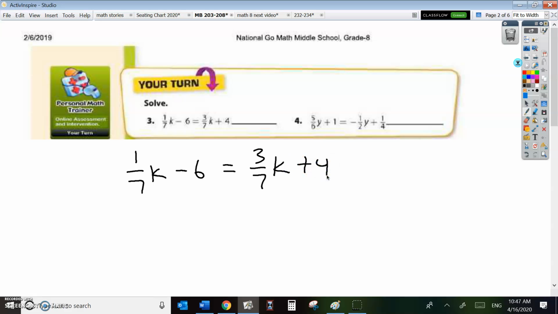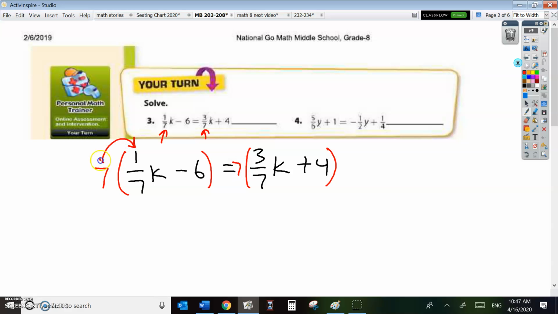When you have fractions in the equation, you can multiply by the least common multiple of the denominators. So if you look here, the denominator is 7. This one's simple. Because the denominators are the same, you just multiply both sides by the denominator.